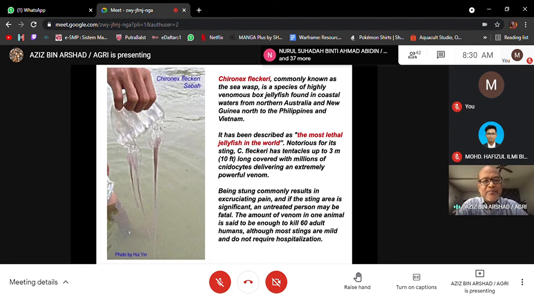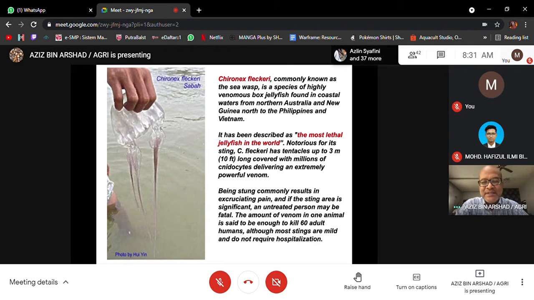So back to the problem with box jellyfish, or known as sea wasps. It's common in Australia originally, and other parts of the country, not Malaysia. But recently, in the last 2-3 years, it's been reported in Penang. And this Chironex fleckeri is very dangerous because the toxin can really give serious effects to a man that is taking a swim in the water.